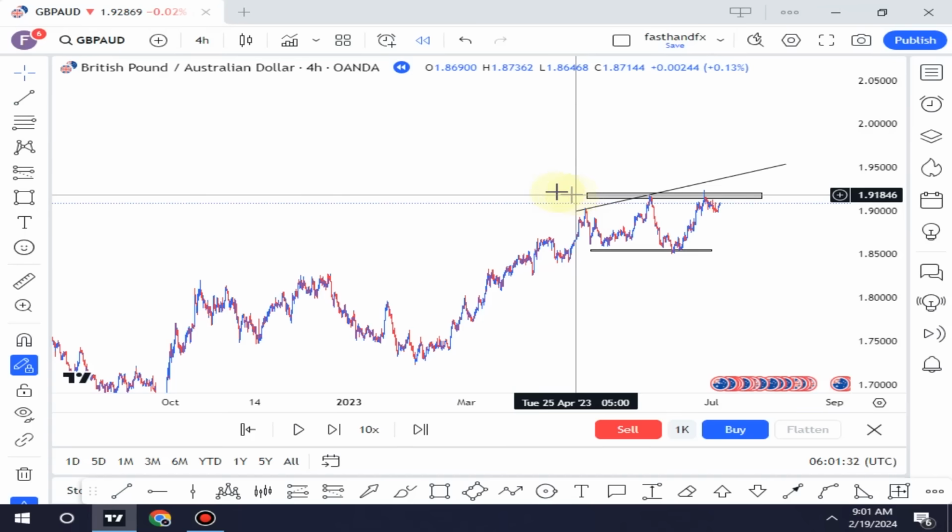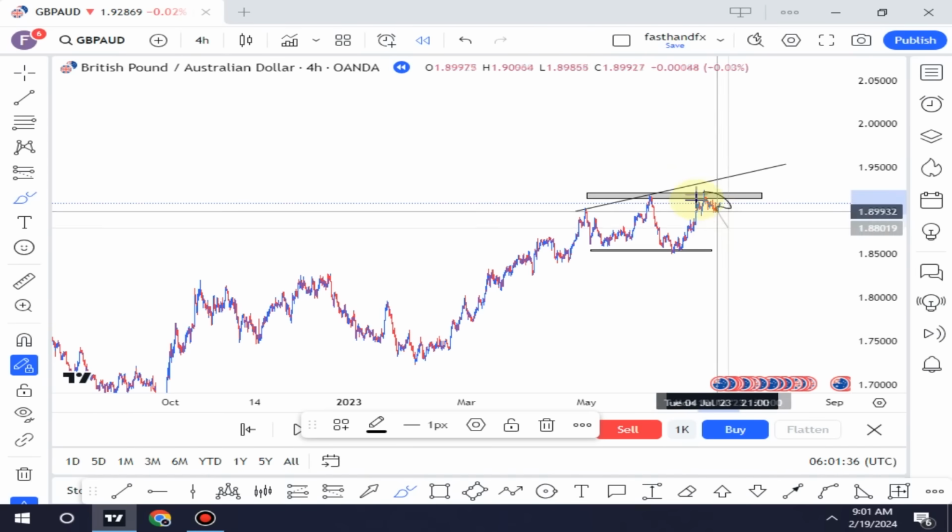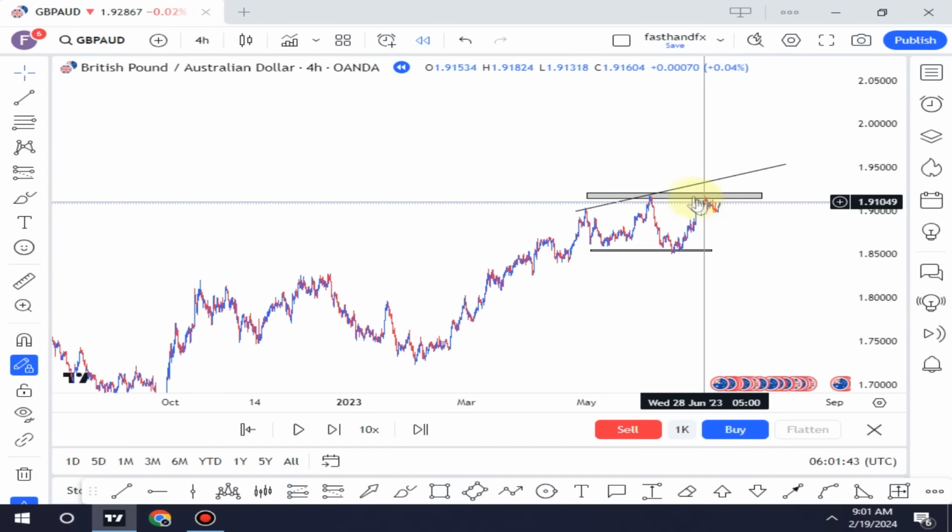Now, if you look at this market properly, you understand that right now the market is giving us a bullish structure. So there is no reason for me to take a sell position. Remember, we have our supply zone.